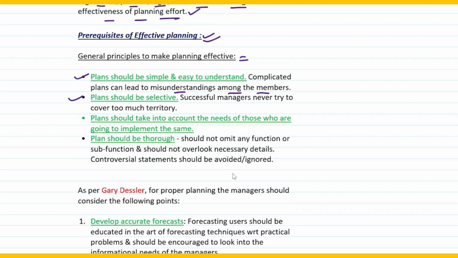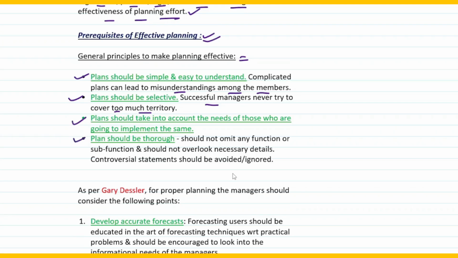It should be selective. Now successful managers never try to cover too much territory, right? So you have to make sure that the plans are very selective. They are not very far-fetched, right? Okay, then the plan should take into account the needs of those who are going to implement it. So people who are going to implement that, even their needs should be taken into account. It should not be only goal oriented, looking at the fact that the people who are executing it are not being benefited. So whosoever is going to execute the plans, their concern should also be taken into consideration.